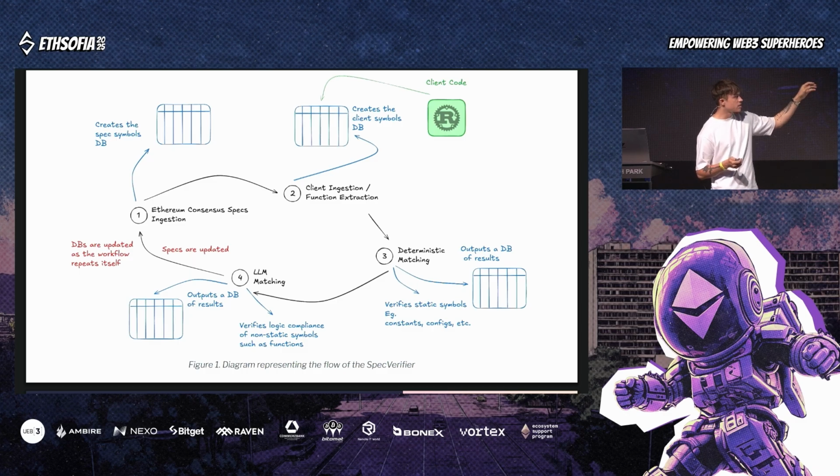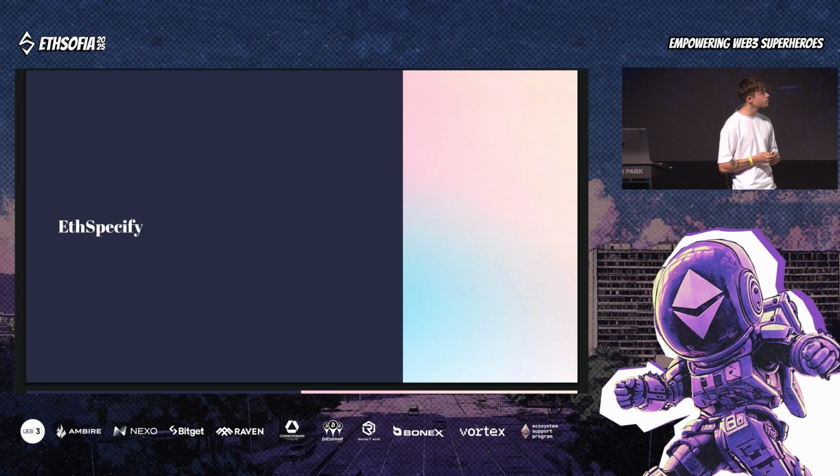And then the last step is LLM matching. Using a variety of LLMs, and you can actually choose which LLM you want to use, it verifies the logic compliance, that the content of the function is matching the specification. If specs are updated, then the database is updated as well, and the workflow will repeat itself. This is also a tool that you can run manually if you want to verify a specific function, for example. But overall, we have a cycle that is verifying all clients, starting with Lighthouse, and we'll deploy with other clients in the future.